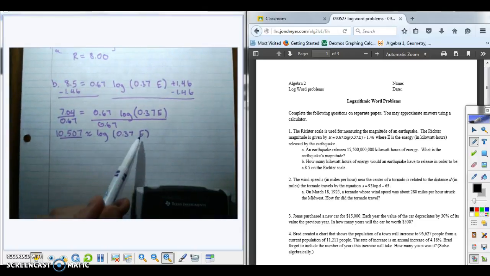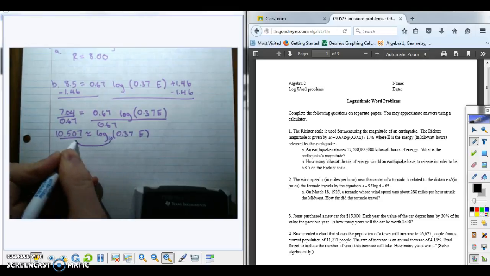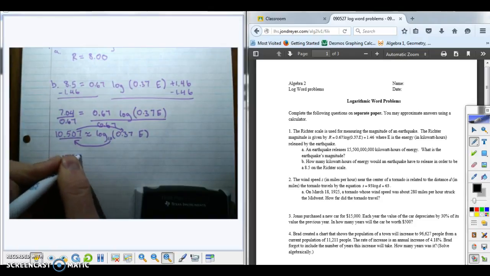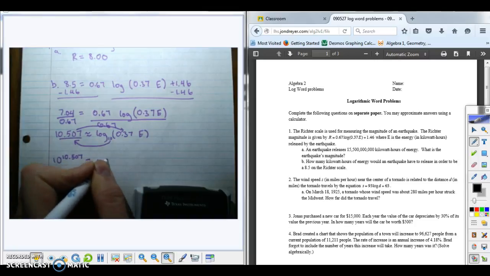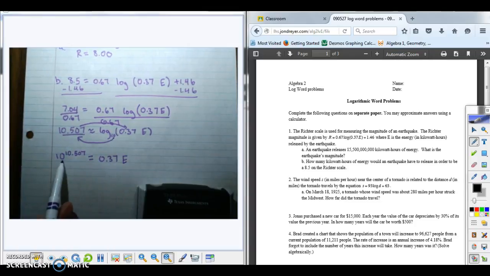Okay, if I want to figure out what number this is, I need to rewrite this log as an exponent. Remember how we had done that before? We wrote exponents as logs and then logs as exponents. We're going to do that. So it's log base 10. Remember, you go from the base to the number on the other side of the equal sign equals that. So it's going to be 10 to the 10.507 is going to equal 0.37 E. Right? Base 10 of this number equals the stuff after the log.